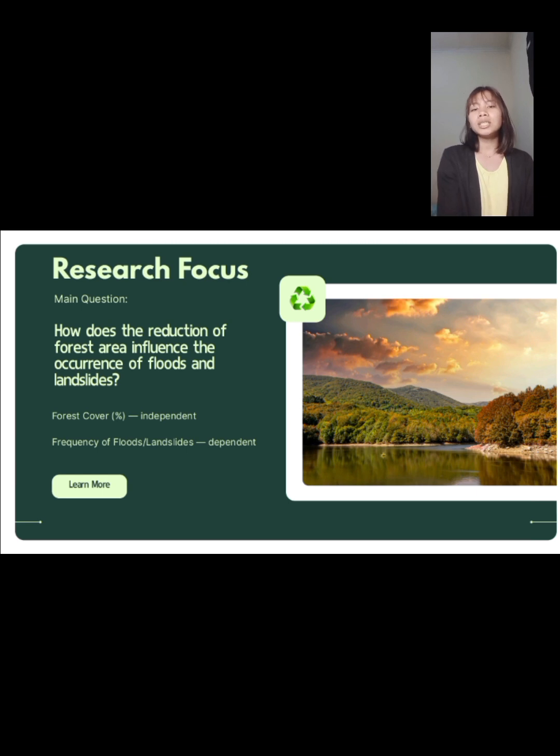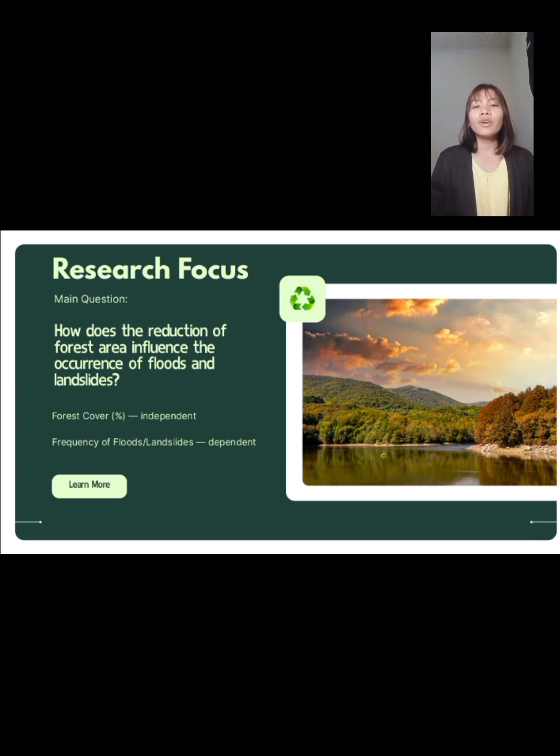Our main question is: how does the reduction of forest area influence the occurrence of floods and landslides? In this research, our independent variable is forest cover. This means how much forest area remains over time. Our dependent variable is the frequency of floods and landslides. In simple terms, we want to find out: when forest cover goes down, do floods go up?